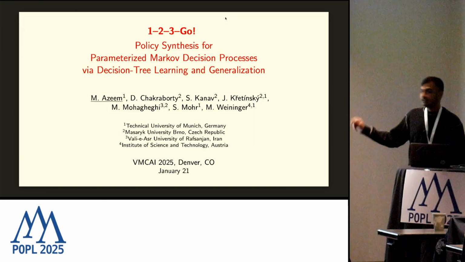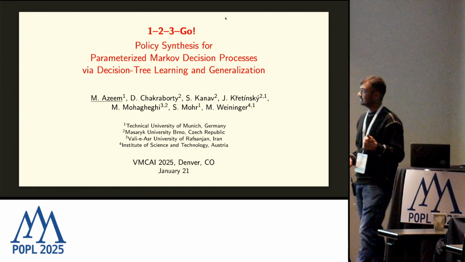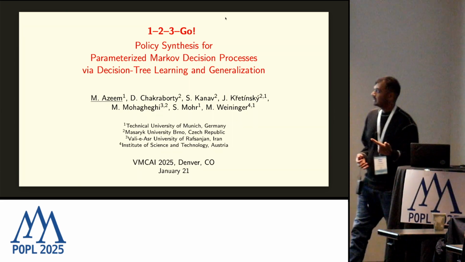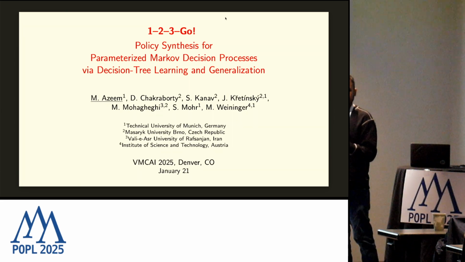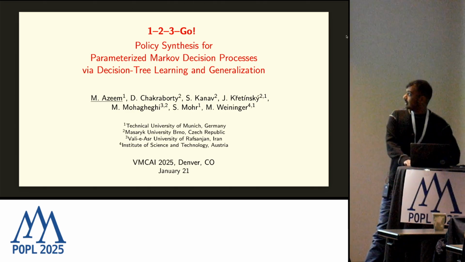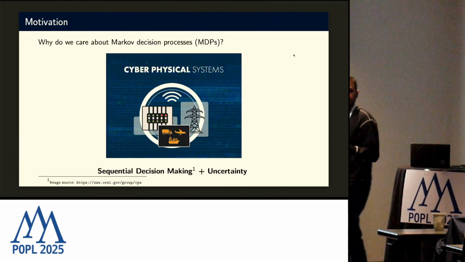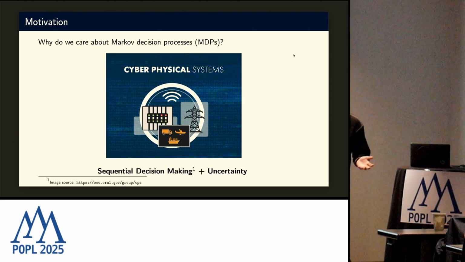I know that the title is quite long, so there are 4 things. We'll go into these things one by one. So there is a policy synthesis, parameterized MDP, and decision tree learning and generalization. So let's first see why we care about MDPs. Cyber physical systems are everywhere, and this was well motivated yesterday.